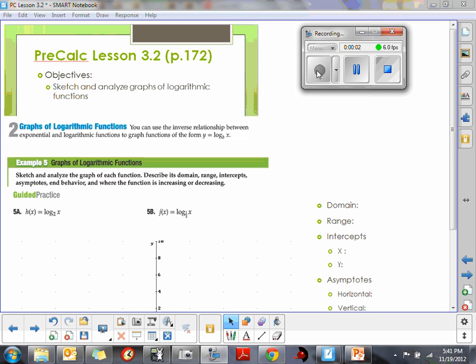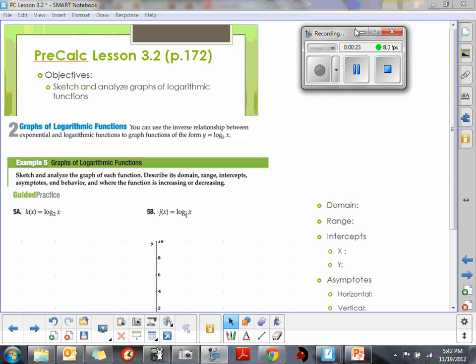Video number 5, lesson 3.2, is on graphing logarithmic functions. Without the use of a calculator, we should be able to graph these without a great deal of difficulty. We're going to rely on what we already know about exponential functions to help us do this. So we're going to sketch and analyze the graph of each function. We're going to describe its domain, range, x-intercepts, asymptotes, and end behavior, and where the function is increasing or decreasing.